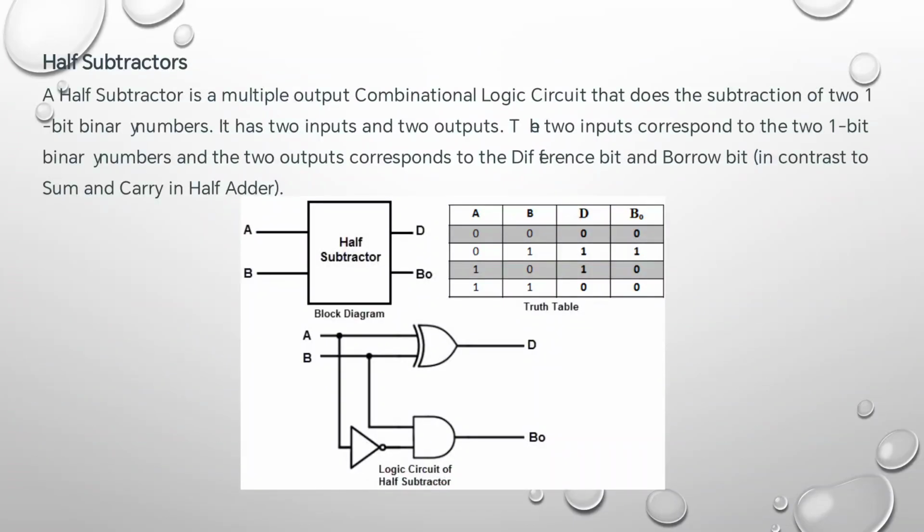Next, half subtractor. A half subtractor is a multiple output combinational logic circuit that does the subtraction of two 1-bit binary numbers. It has two inputs and two outputs. The two inputs correspond to the two 1-bit binary numbers and the two outputs correspond to the difference bit and borrow bit. So this is the logic diagram for the half subtractor, the logic circuit for the half subtractor, the block diagram for the half subtractor, as well as the truth table for the half subtractor.